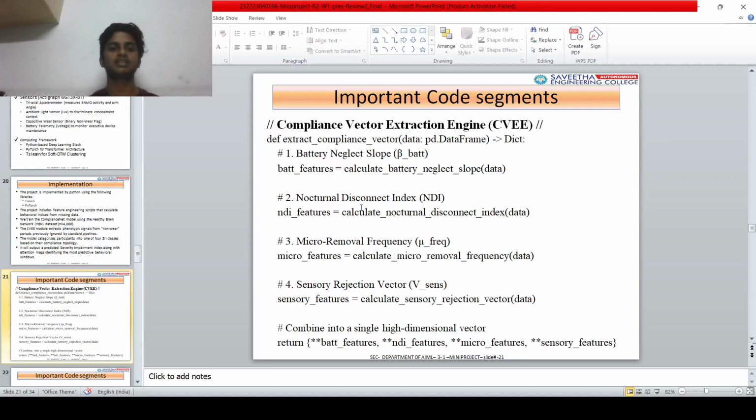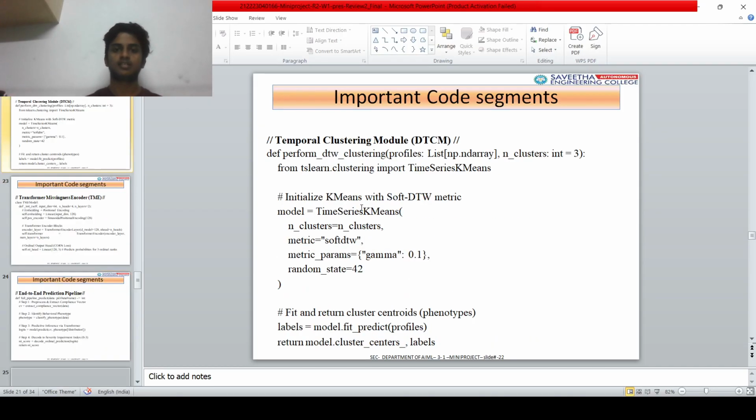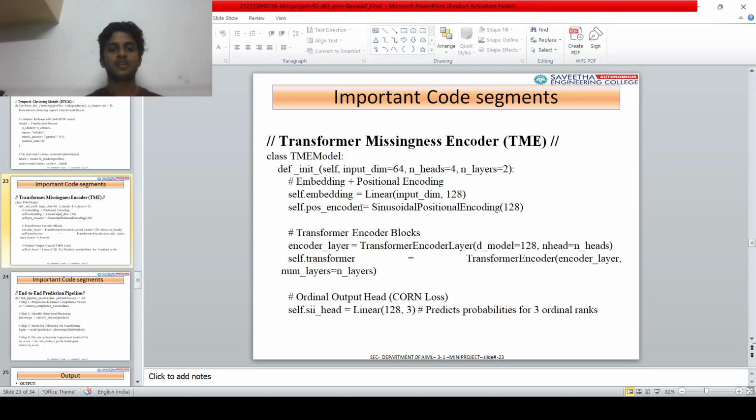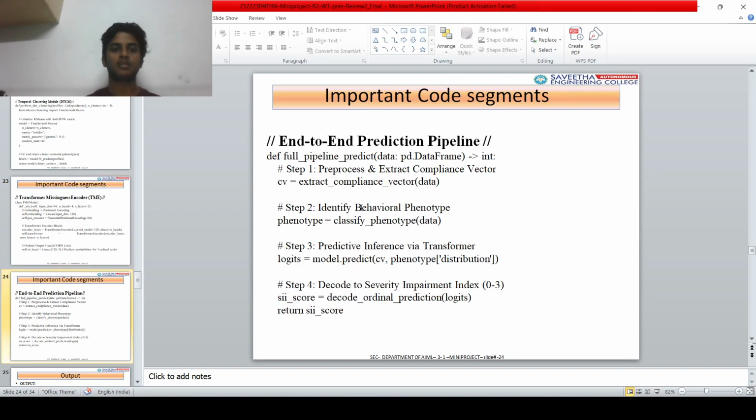Coming to the code segments, this shows the compliance vector extraction. It computes battery, neglect and non-wear metrics. Next, the DTW clustering code groups behavioral patterns and the transformer code performs the severity prediction, and finally these components form the core logic.